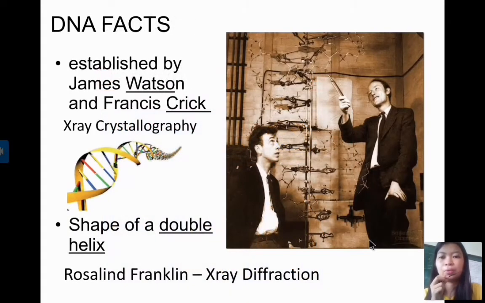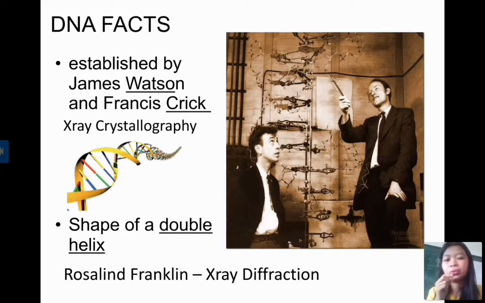It is known that the double helix structure was established by James Watson and Francis Crick through X-ray crystallography. But before that, pioneering the study of the structure of the DNA, we have Rosalind Franklin, wherein she used X-ray diffraction and she was the first person to see the structure of the chromosome.